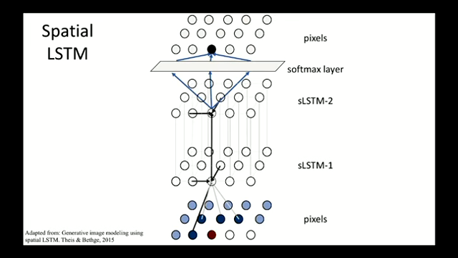The main idea was adapted from this paper, which was used to generate a grayscale image. So basically, they repeat this process for the red channel, green channel, and blue channel, so as to generate an RGB image. But this paper was used to generate just a grayscale image. So the main idea is coming from this paper, the spatial LSTM paper.